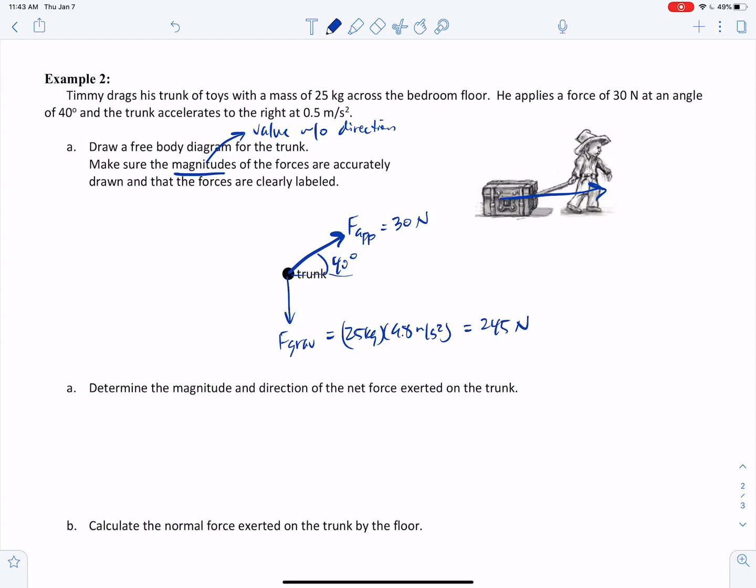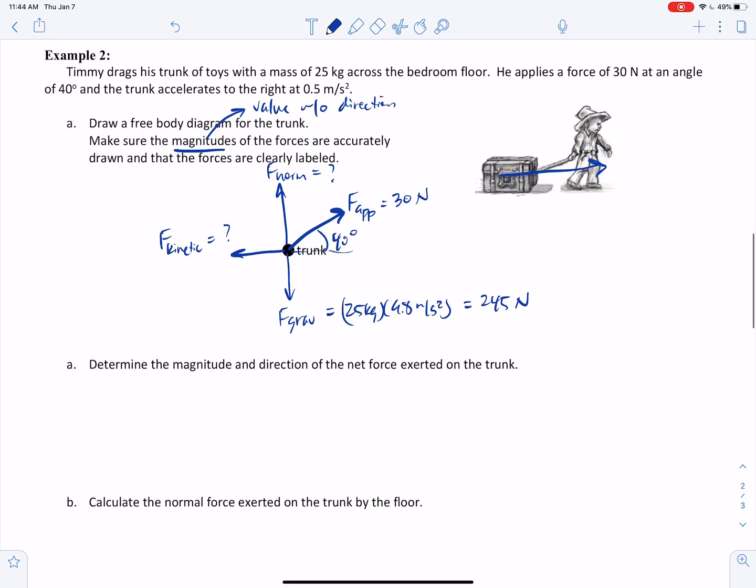Okay, the trunk is being supported by the floor, so there's a normal force on it. We don't know what that is, and there is also a force of friction on the trunk, which we will see more clearly later. Since he's dragging it across the floor and the trunk is sliding, that is a force of kinetic friction. And we don't know what that one is. Okay, so 4 forces acting on the trunk.